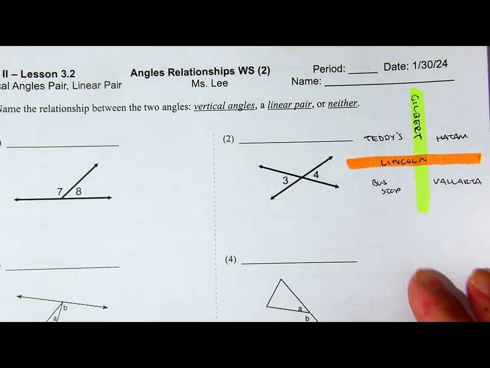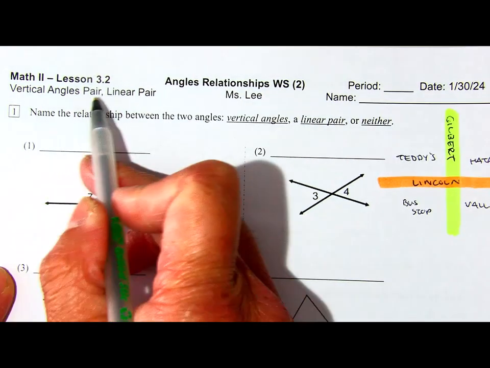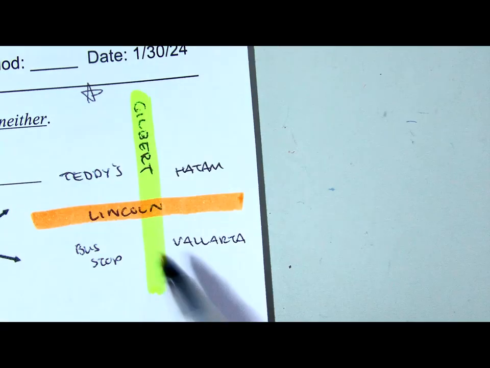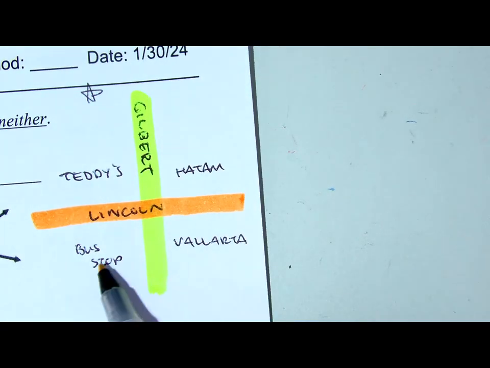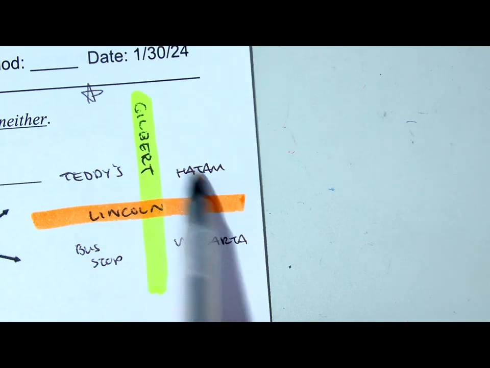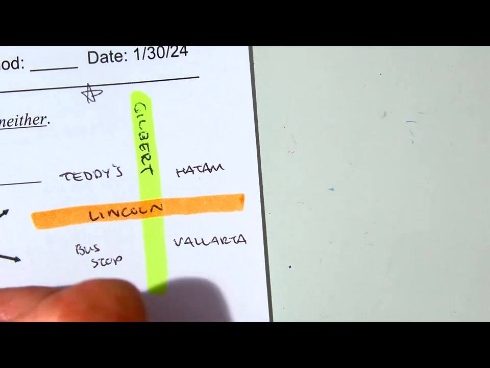Alright, so if you guys go down, this is lesson 3.2, vertical angles, pairs, and linear pairs. And I went to Google Maps, and our school's up here. If you go south on Gilbert, there's a restaurant, Hatam's, Vallarta's Supermarket, there's Bus Stop, and Teddy's. Class, Teddy's and Hatam's restaurant is called a what? It's called a linear pair.